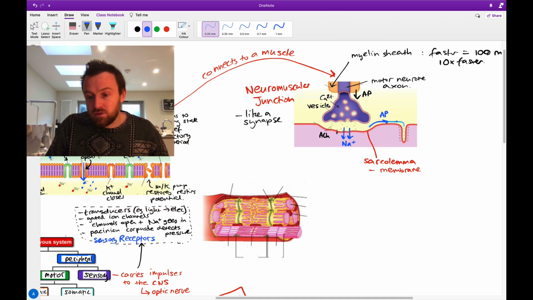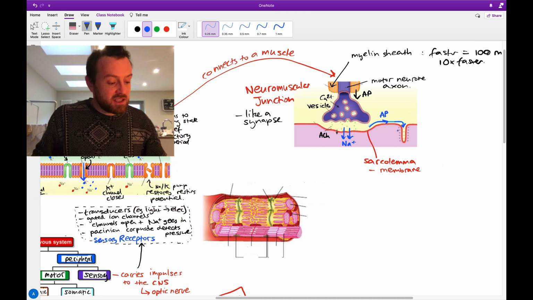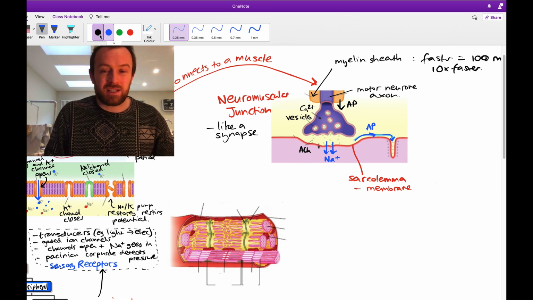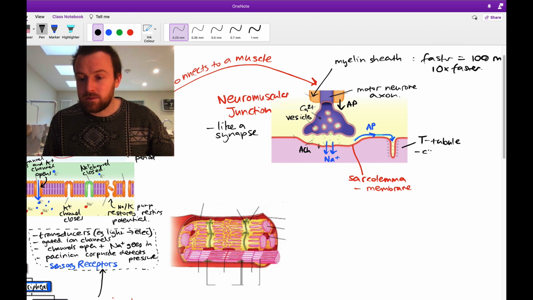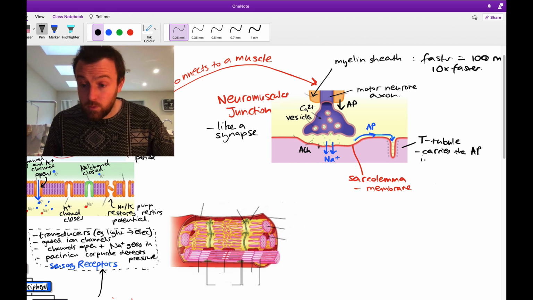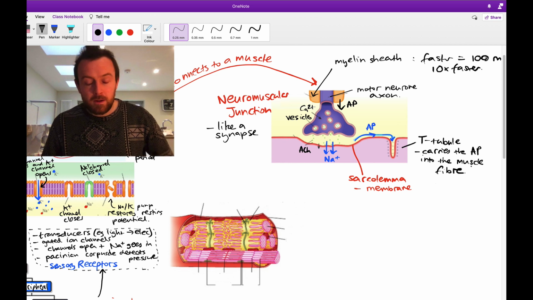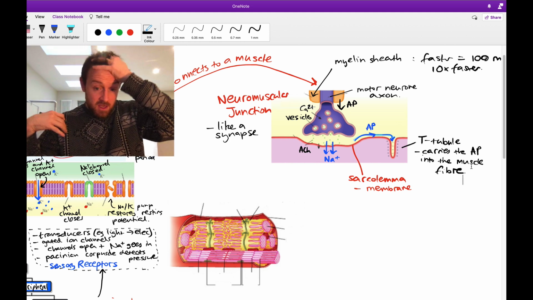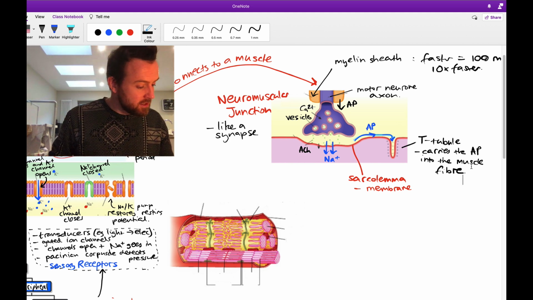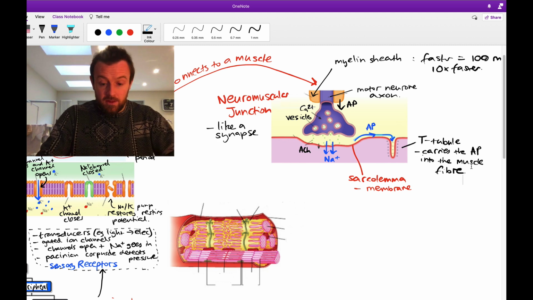It spreads along the muscle fiber and actually down these things called T-tubules. So this is different now. So here is a T-tubule. And this carries the action potential, the AP, into the muscle fiber. And to really understand how this is working, we need to look at the muscle fiber in 3 dimensions. So let's do that by looking at the diagram just below.